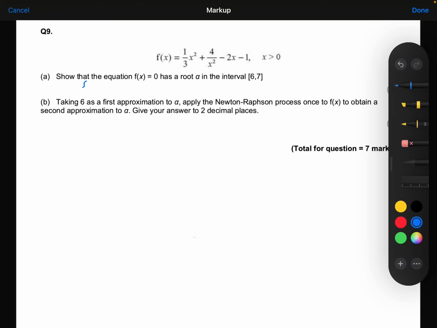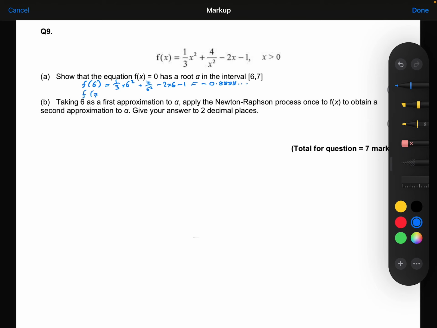So I'm first going to substitute 6 into my function. So that's going to be 1/3 times 6 squared plus 4 over 6 squared minus 2 times 6 minus 1, which gives me minus 0.8 recurring, so a negative.